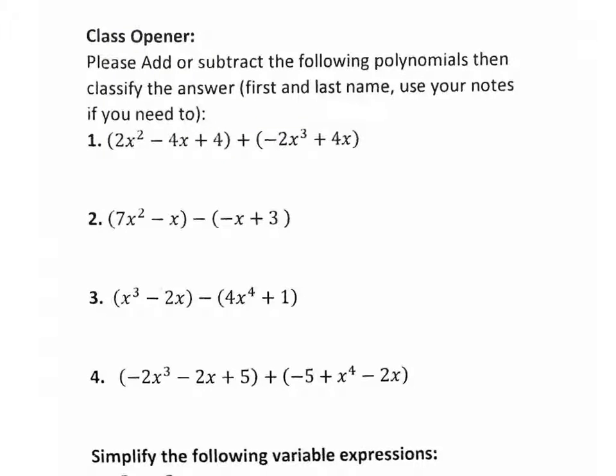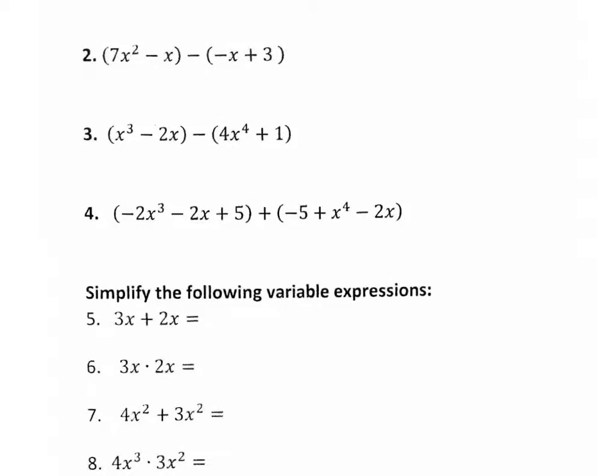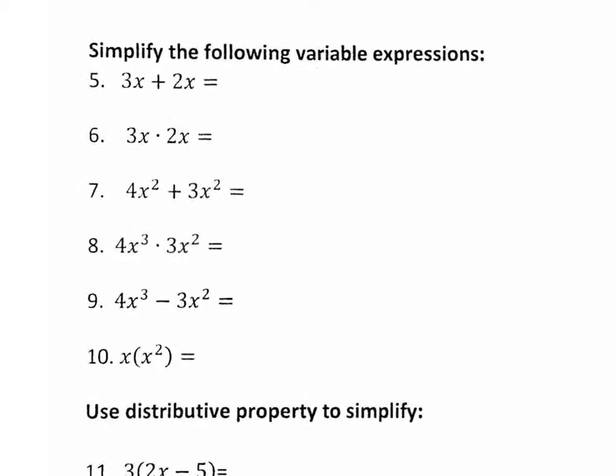Once you actually get an answer, once you actually combine like terms and you get your polynomial that's simplified, then you classify it, first and last name. And what else? On the bottom over here, this is kind of like the intro to the new section, which is 8.2, and we're simply gonna simplify. You either combine like terms or multiply, right? And there is a big difference when you're adding terms that are alike as opposed to multiplying them.